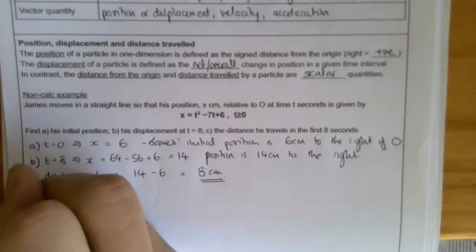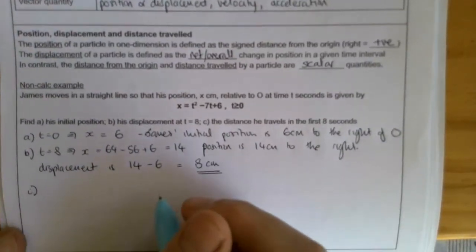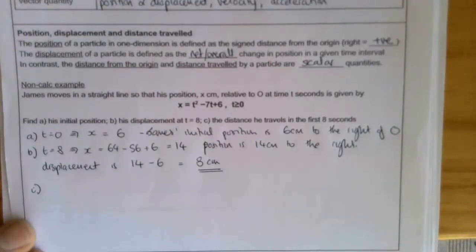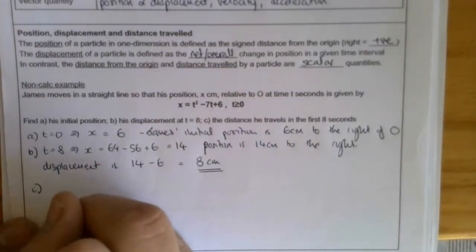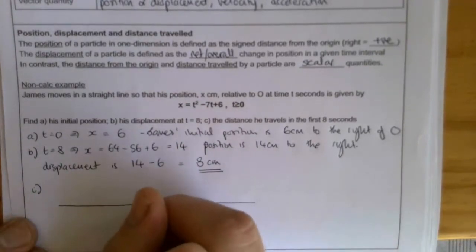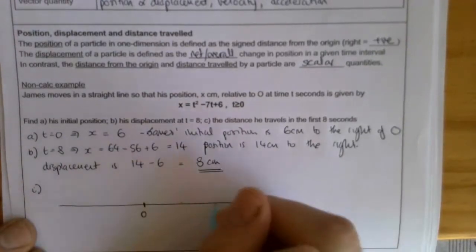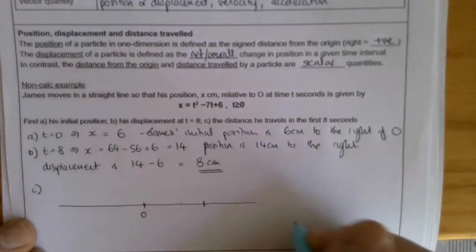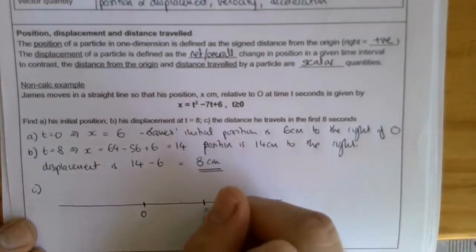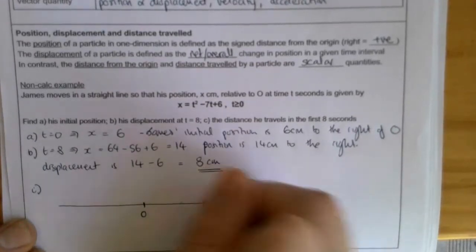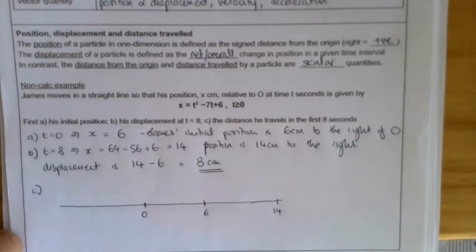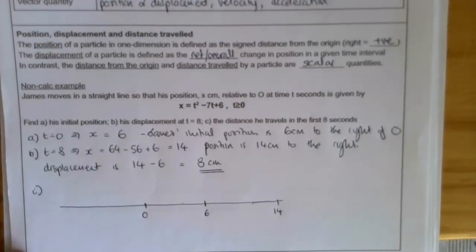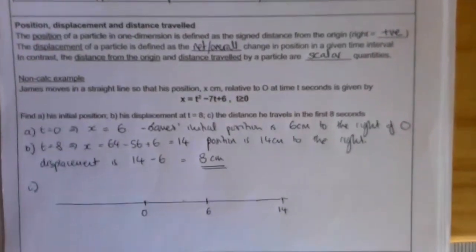For part C, now it starts to get a little bit interesting, and this is where our number line becomes useful, because we have to consider the overall journey. So what have we found out so far? Well, if I've got an origin here, then James starts off at 6 centimeters to the right, and he ends up at 14 centimeters to the right. We don't really know what happens in between, and so we don't have an answer yet about distance traveled.